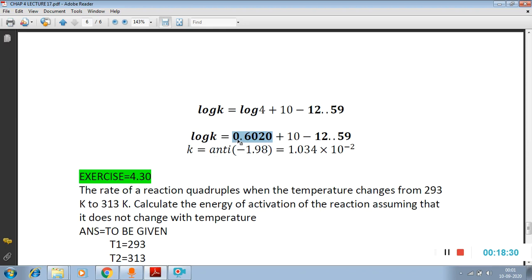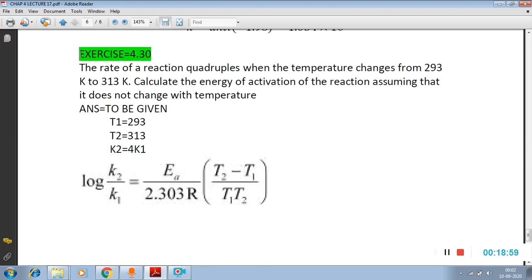Now if you solve this, you will get minus 1.98. So K will be the anti-log of minus 1.98, and that value will be 1.034 into 10 raised to minus 2. That is our K value at 318 Kelvin temperature, and the unit will be second inverse here.